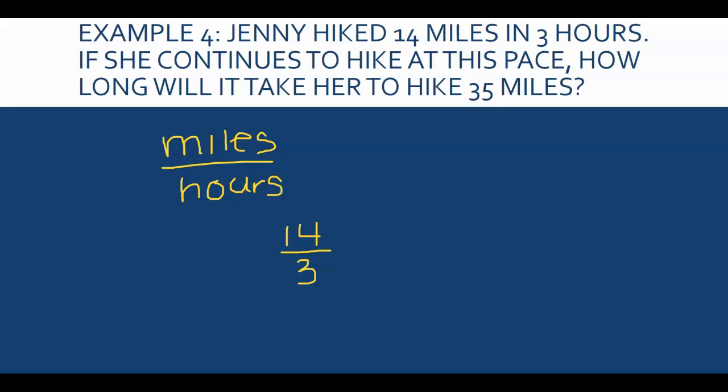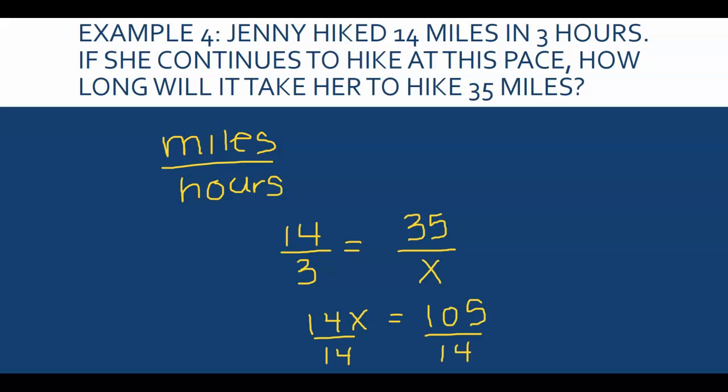How long will it take her to hike 35 miles? So do we know how many hours she hiked 35 miles? No, that's my x. So cross multiplying gives 14x equals 35 times 3. And then what do I do to solve for x? Good, you divide by 14. Perfect, and that'd be 7.5. Yep, you're right. And what would that 7.5 represent? Miles or hours? Hours. Excellent.